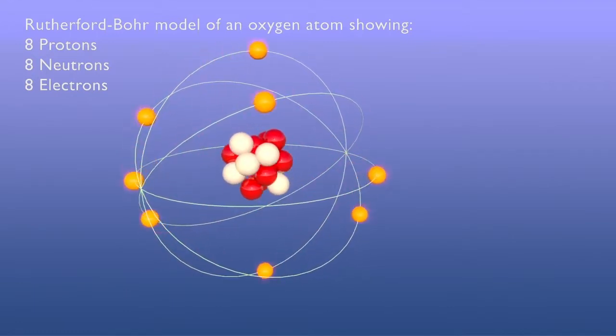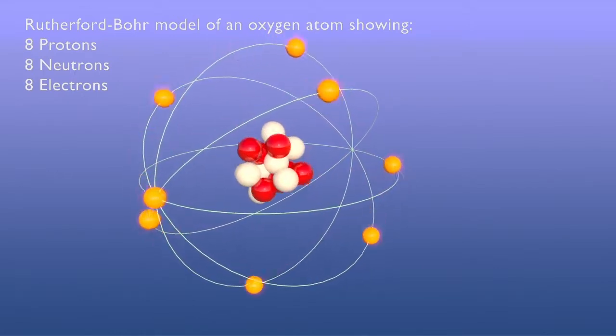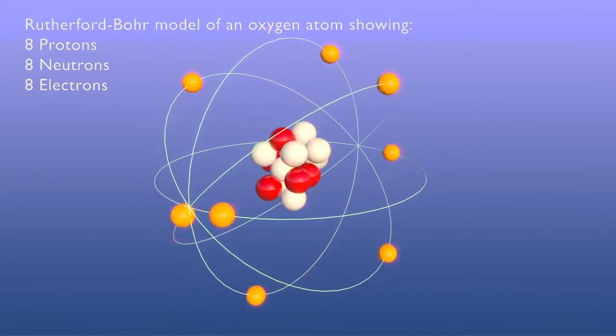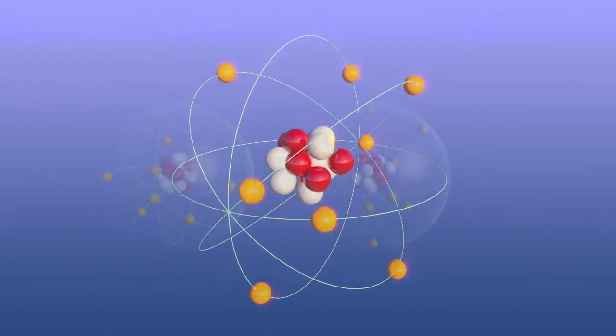The importance of this model is that the majority of the mass of the atom is concentrated in its very small nucleus in the center. The electron cloud exists outside of the nucleus, and the electron cloud makes up the majority of the volume of an atom, while the nucleus makes up the majority of the mass.